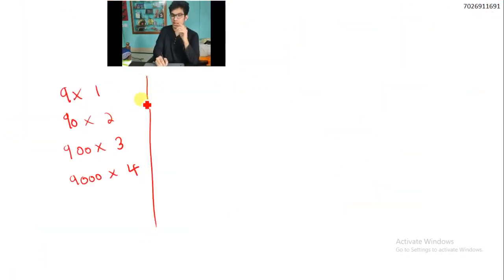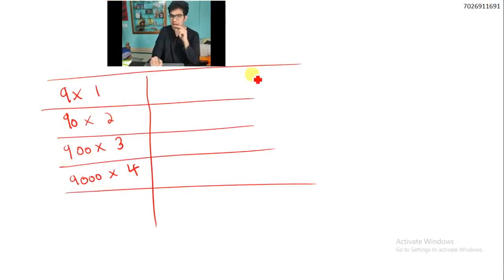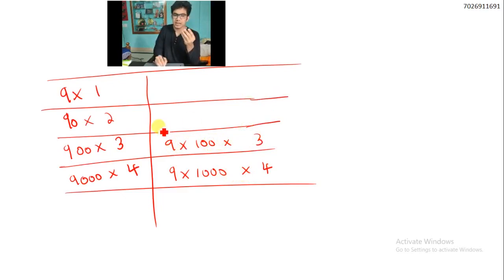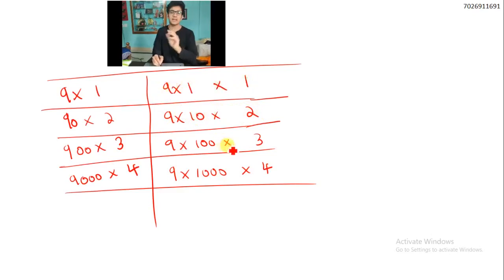Now we can rewrite this, right? How will I rewrite? Watch here. Can I write 9000 as 9 into 1000, then into 4? Yes, I can do that. And 900 can be written as 9 into 100, but into 3 is there. Then 90 can be written as 9 into 10, but into 2 is there. Then 9 can be written as 9 into 1, but into 1 is there. I can expand it like this.